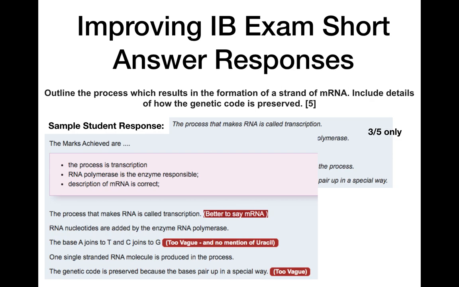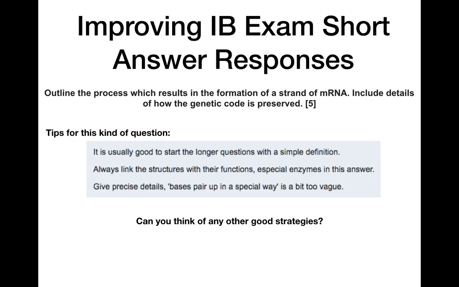It's called transcription. They didn't say mRNA. They didn't talk about uracil at all for the bases, and they didn't talk about how the bases pair up in a special way, which is too vague. Talk about complementary base pairing, talk about how it actually happens. For this kind of question, some tips. Start with a simple definition, like we already said, link certain functions, and give precise details. Like bases pair up in a special way is too vague. Talk about complementary base pairing.